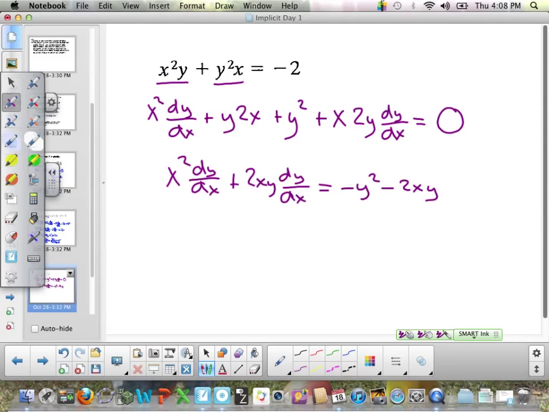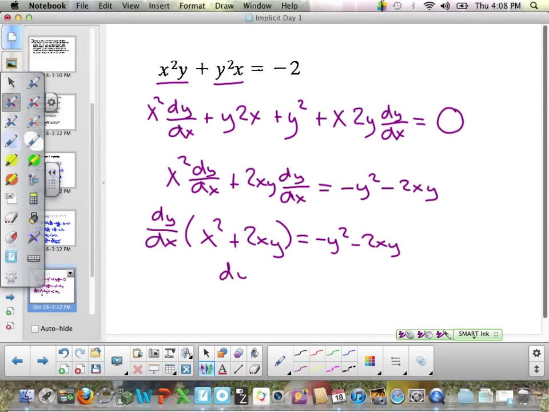Now every term on the left has dy/dx, so we can factor that out. And we're left with x squared plus 2xy, when we factor that out, equals negative y squared minus 2xy. And then we just divide by x squared plus 2xy. And the derivative of y with respect to x is negative y squared minus 2xy over x squared plus 2xy.